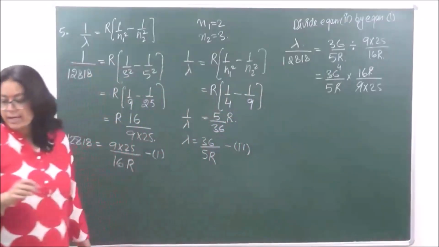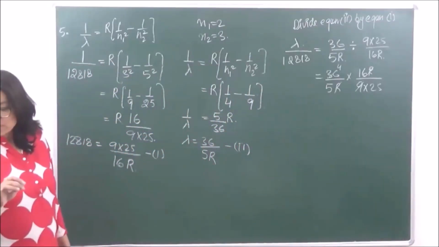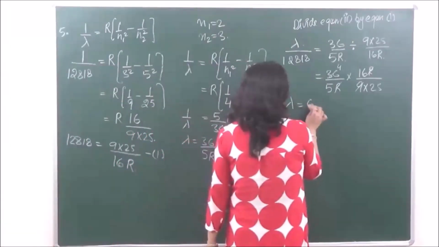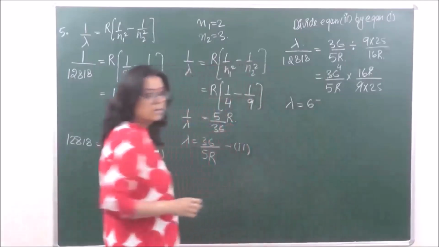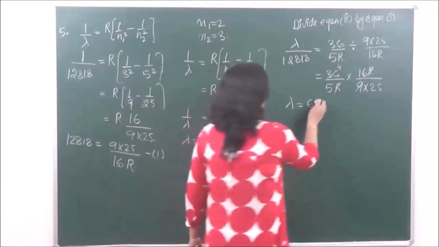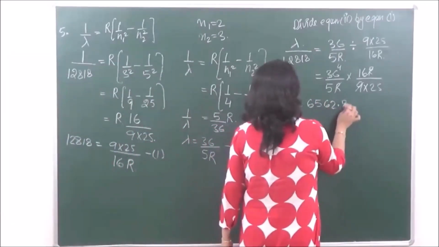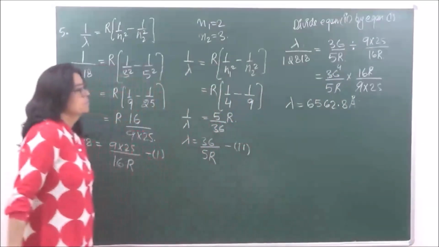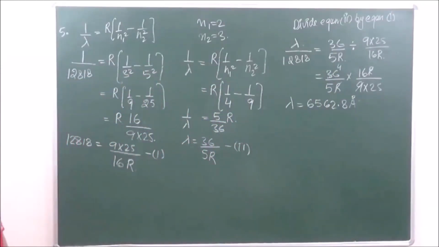So when we calculate lambda over here, lambda comes equal to 6562.8 angstrom. Clear? So this is how you were supposed to do this question. Then let's go on to question number 6.